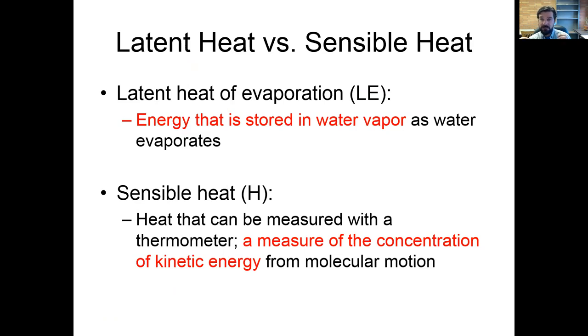So sensible heat is heat that can be measured with a thermometer. That's what your thermometer is always telling you, the sensible heat. Whereas the latent heat is not necessarily measured with a thermometer, because it's what's carried in the water moisture, not just in the ambient temperature that's in a room, let's say. And it's a measure of the concentration of kinetic energy. Kinetic energy is energy in motion. So sensible heat is measuring the energy that's literally bouncing off of, say, a thermometer, the mercury scale on there. It's literally hitting that and creating a fluctuation in it based on the exchange of energy in motion.